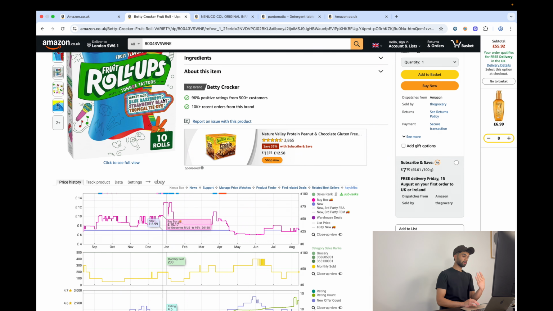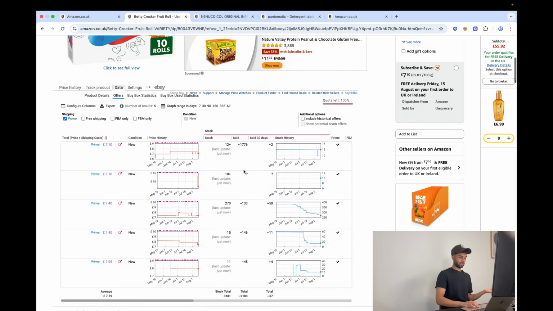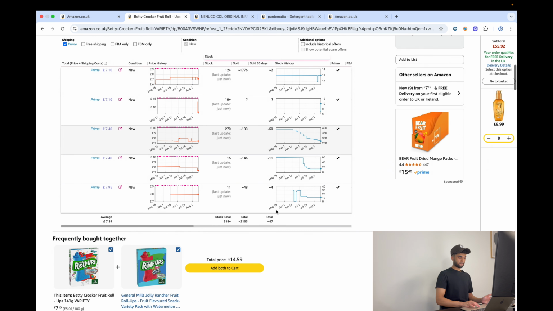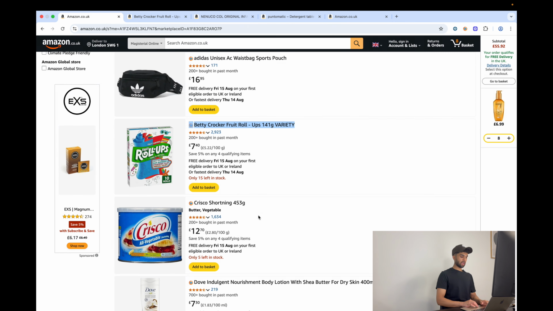If it's got no sales rank, these are the different data points you can look at to see if it's selling. Like I said, I just clicked into them there, but you can literally see here it's selling, and you can get a good idea of how much is moving via that as well.